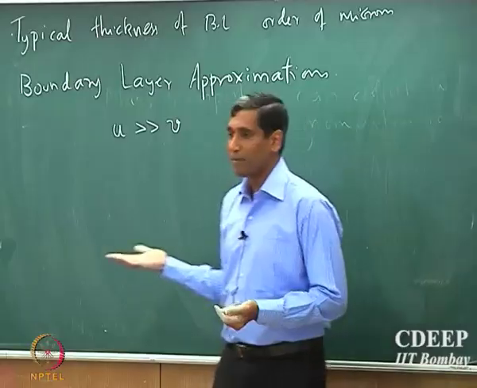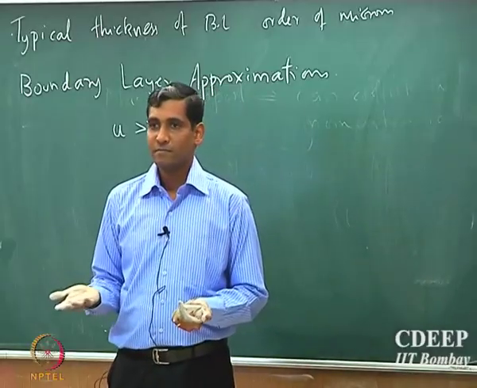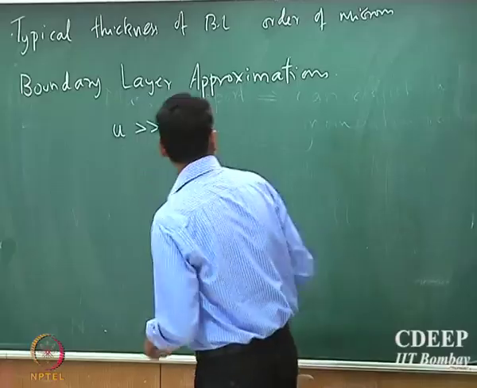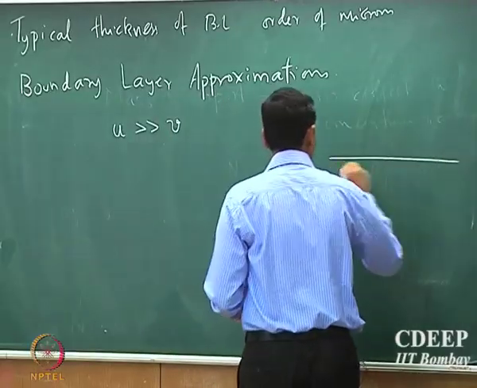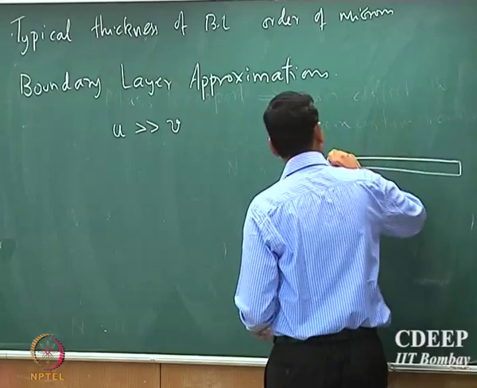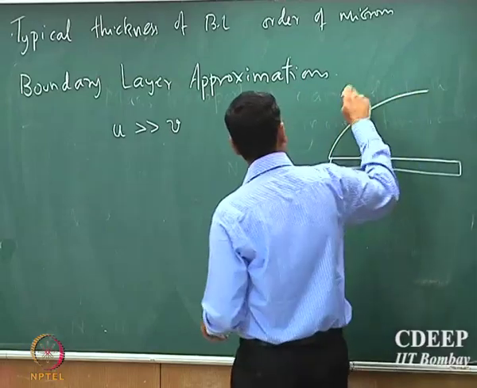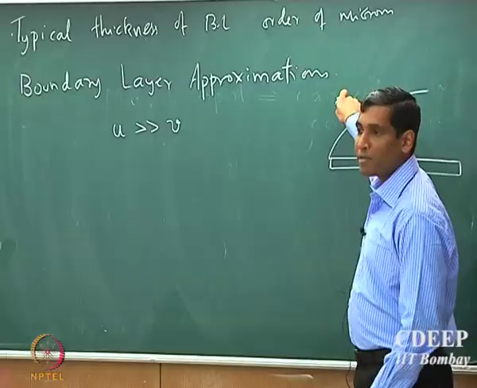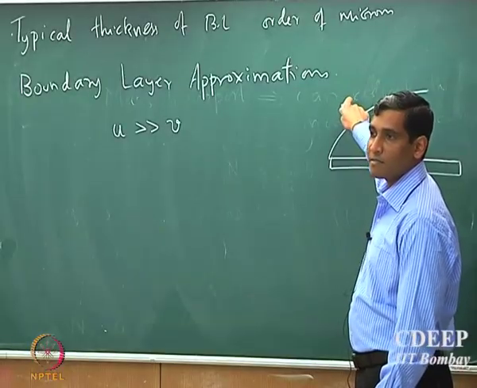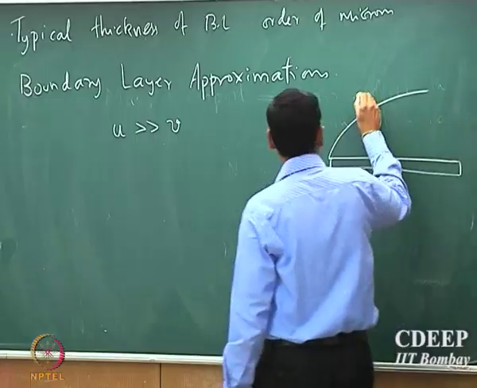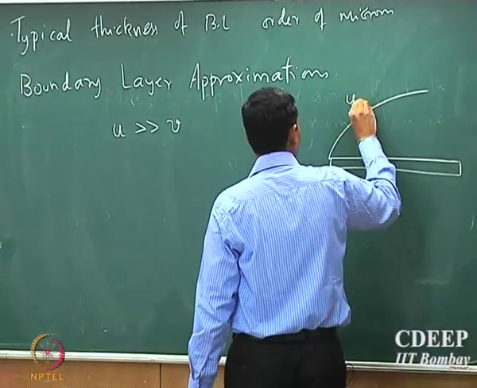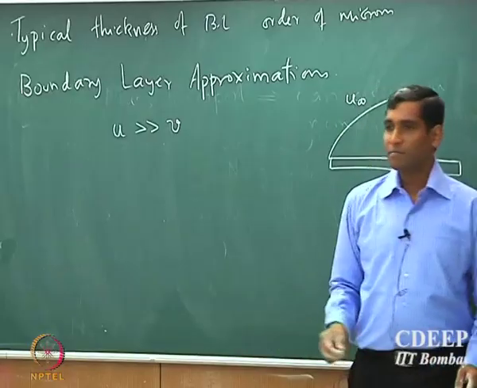Why is this a reasonable approximation? So let us draw the boundary layer. Supposing we take a flat plate, what is the x component velocity above the boundary layer? It will be the free stream velocity. So supposing I call this u infinity.